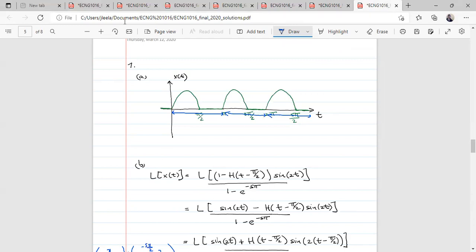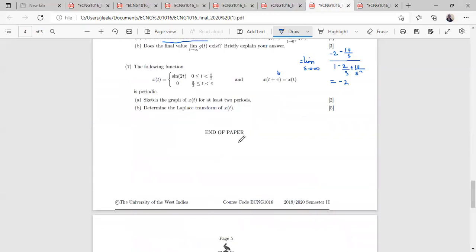Right, so let me go back here and show you that. Your period here is pi. So when you're finding the Laplace of any periodic function, remember you always have to divide by 1 minus e to the minus sT, and T is your period, and your period here is pi. So therefore your T would be replaced by pi.